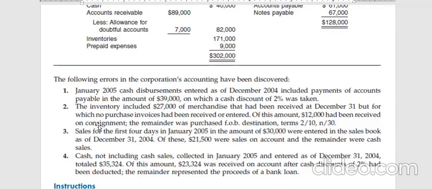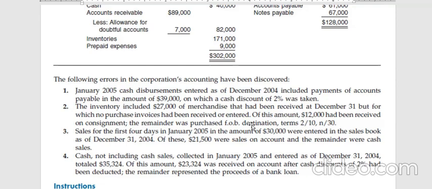So in this $27,000, $12,000 of consignment inventory is also present, which was mistakenly recorded. Remember this, mistakenly recorded. So what does it mean? It means if I want to adjust this consignment, I am going to subtract it. $27,000 worth of merchandise was received, though the invoice was not received, and the remainder was purchased on FOB destination. FOB destination technically means as soon as I have received the inventory at my doorstep, I am a customer, that's it, inventory is mine, ownership is mine.